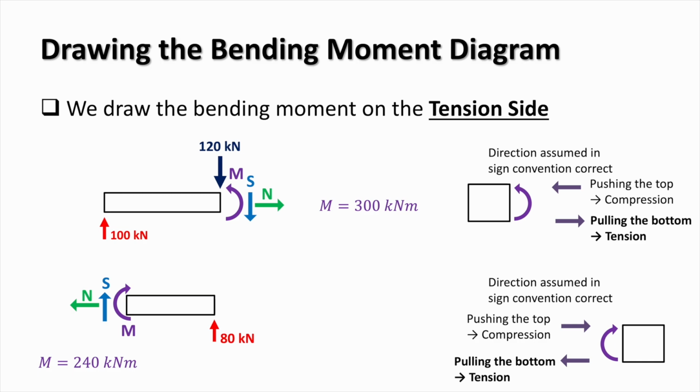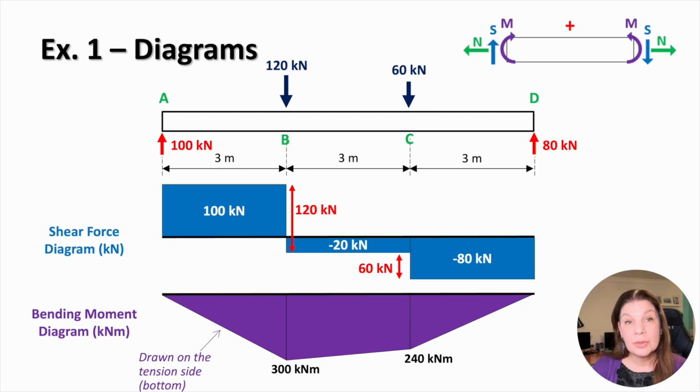So this approach of drawing on the tension side links the analysis directly to both the physical behavior of the structure and the practicality in design. We can now summarize the internal force diagrams for the beam. The shear force diagram changes in steps at the locations of the point loads.